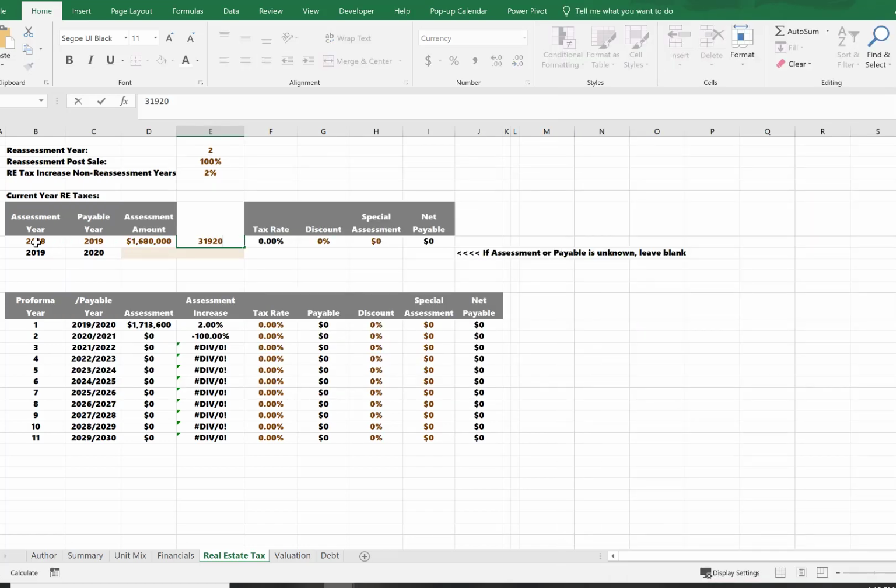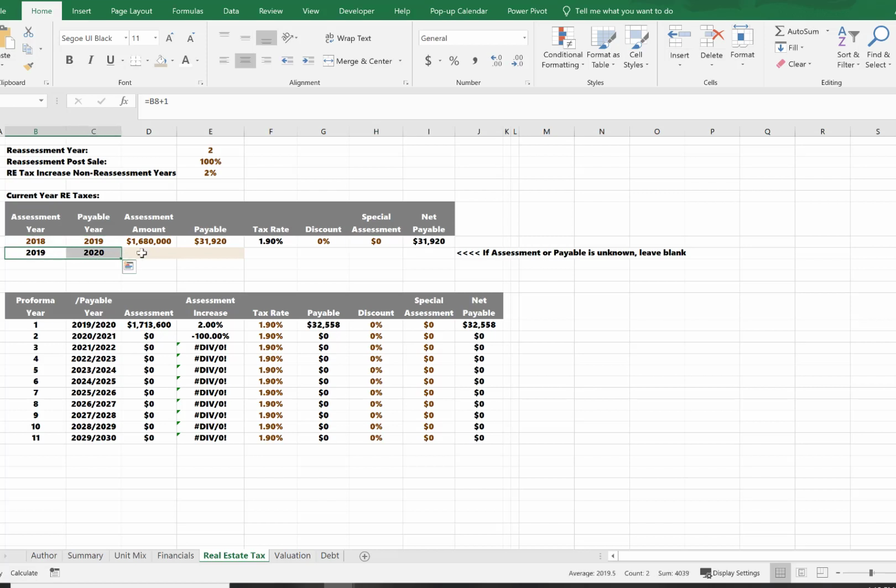The tax rate will calculate it automatically. In some states, there's discounts, so they'll offer you 3% off or 4% off if you pay the taxes by a certain date instead of in increments. And then if there's a special assessment, this is the cell you would enter that in. So the following year taxes will enter automatically.